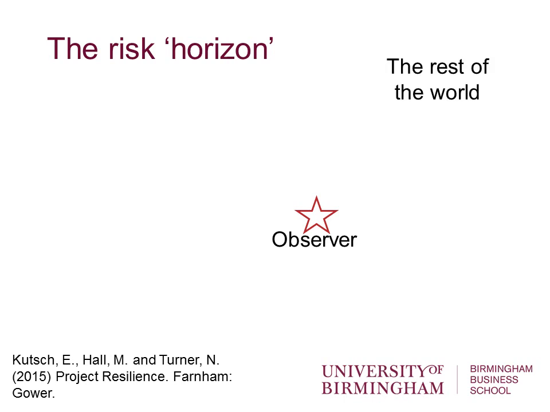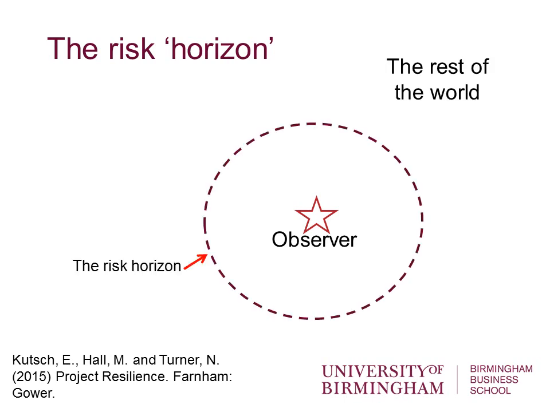So the idea of the risk horizon is that you have the world out there, there's the observer in the middle, and what they can see is what they can make sense of. Everything else is uncertain, is unknown. Okay, so the risk horizon is what they can actually see, and everything beyond it is the rest of the world, the uncertainty. Everything inside the horizon is risk. If you've got risk, you can model it, you make sense of it, you can put plans together for it.